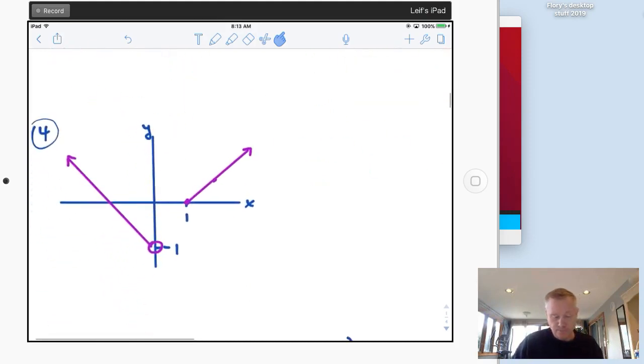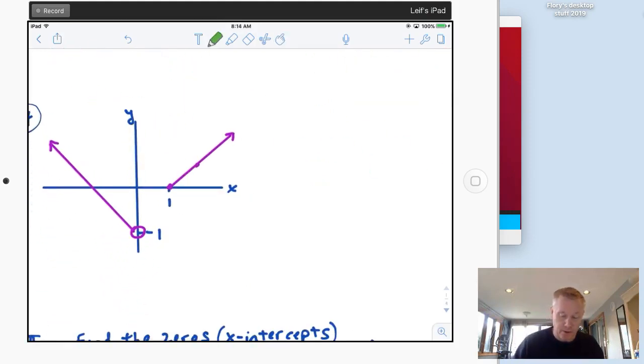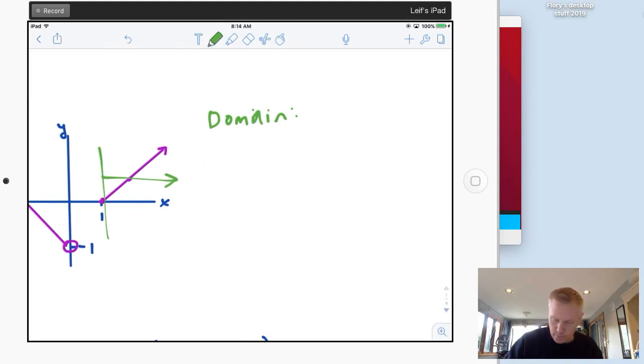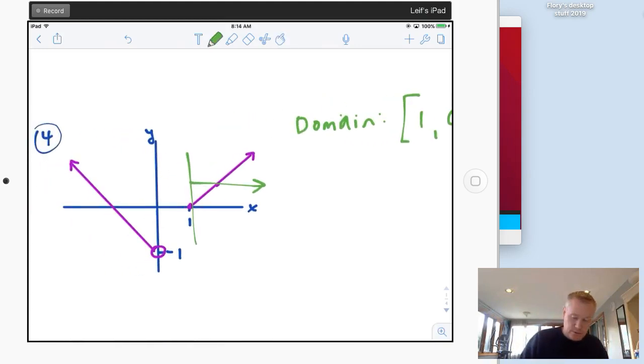All right, next one. So this is a piecewise function, a little different here. So I'm going to have a couple pieces of it. It's not necessarily going to be one notation. So domain, we'll do the domain first. So domain goes from here over, which means it goes from 1 up to infinity. Infinity is not included. 1 is. And it also goes from 0 that way.